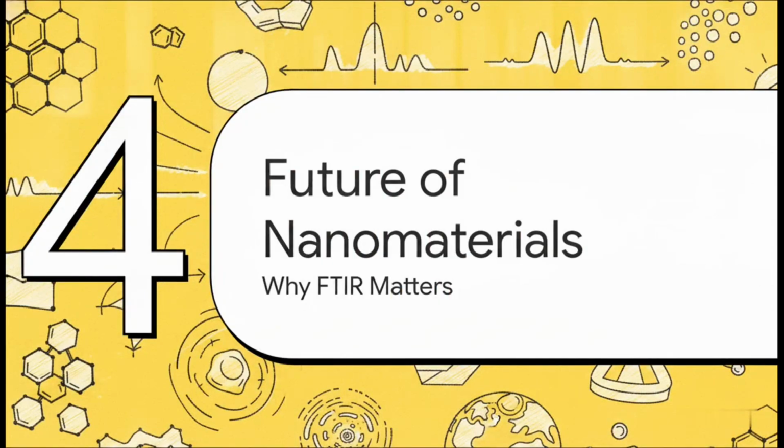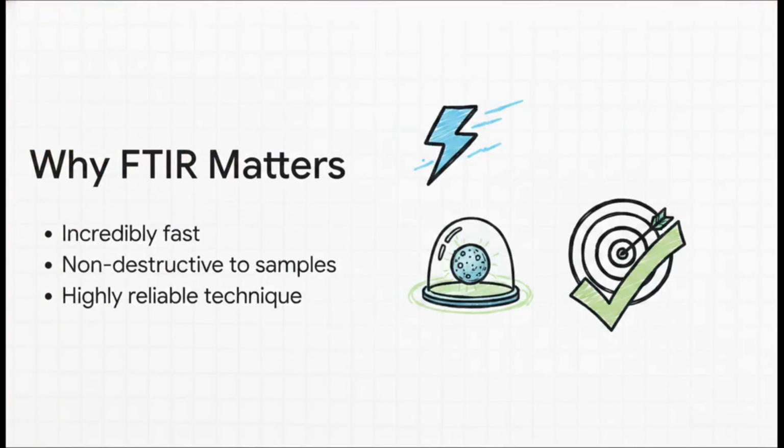Part 4. The future of nanomaterials. So why is FTIR the absolute go-to tool for material scientists everywhere? It boils down to 3 massive advantages. First, it is insanely fast. You get your chemical fingerprint faster than you can brew a cup of coffee.